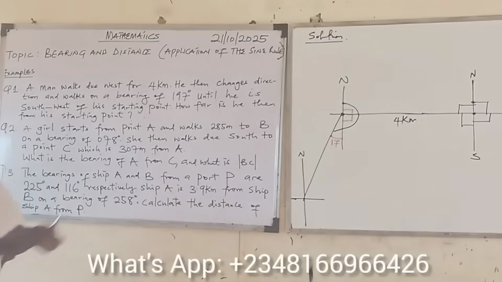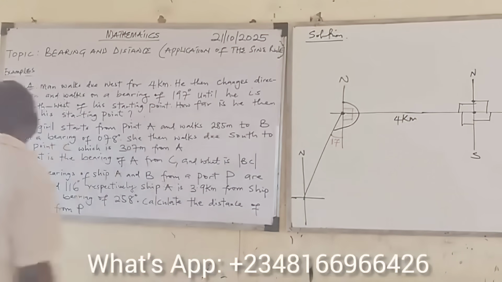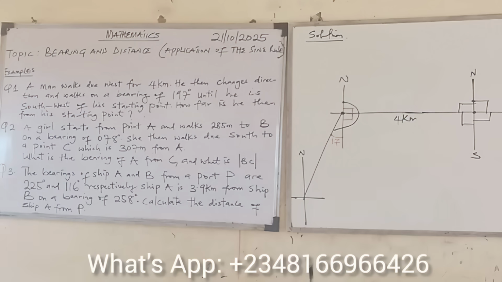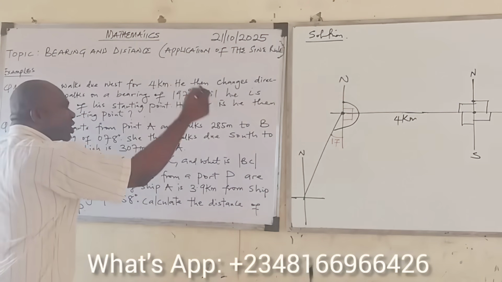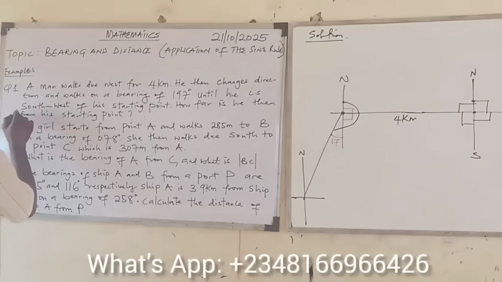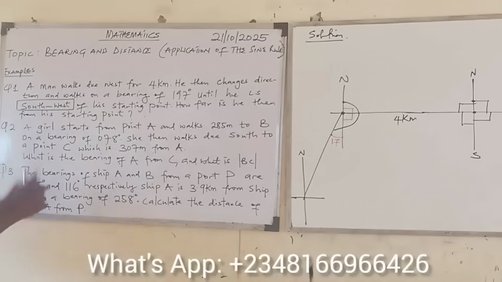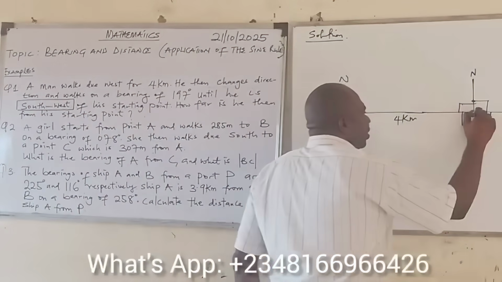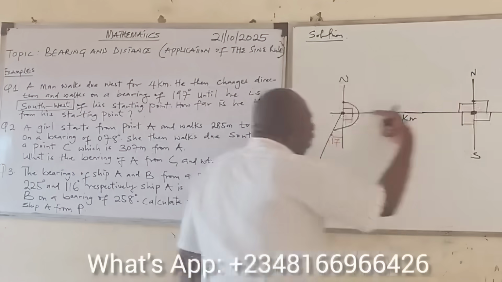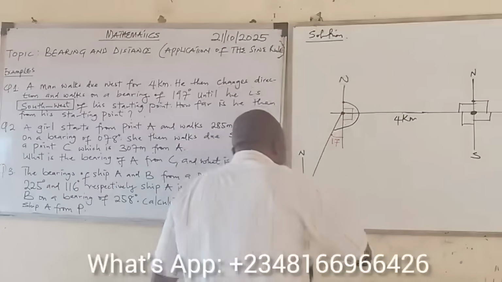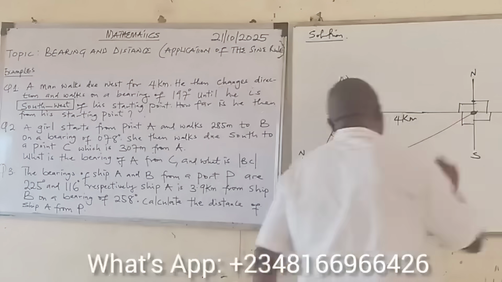Now, they ask, how far is he from his starting point? They say he walks on the bearing of 197 degrees until he is southwest of his starting point. Remember, this is the starting point. He started from here and walked due west. So now, you take it from this point down to this point.